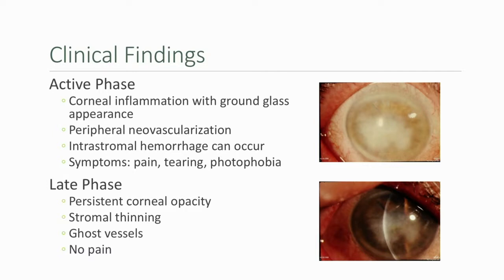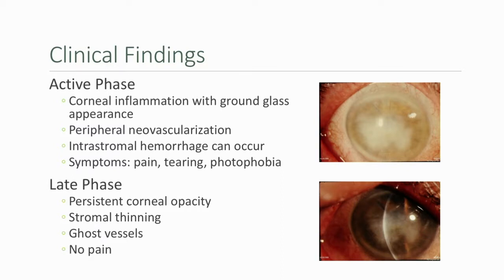There's an active phase with the active inflammation. You often see a ground glass appearance of the cornea. Again, neovascularization tends to come in from the periphery. That's where the vessels are. Intrastromal hemorrhage can occur when the inflammation is active. Patients are often very symptomatic. This is painful, lots of tearing, photophobia, blepharospasm.